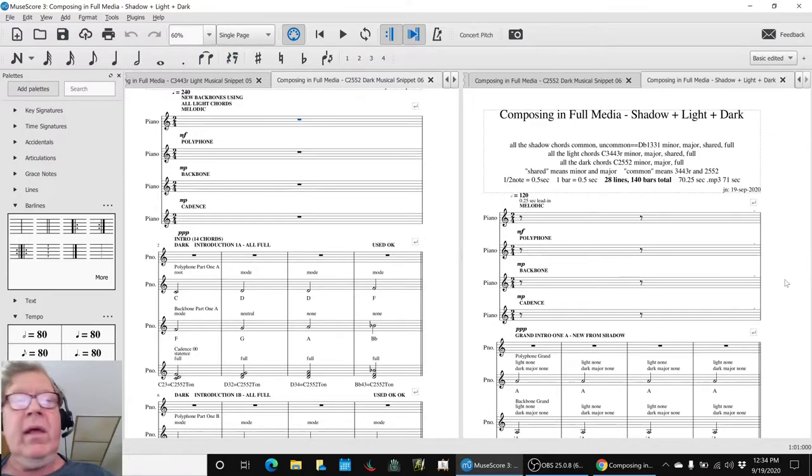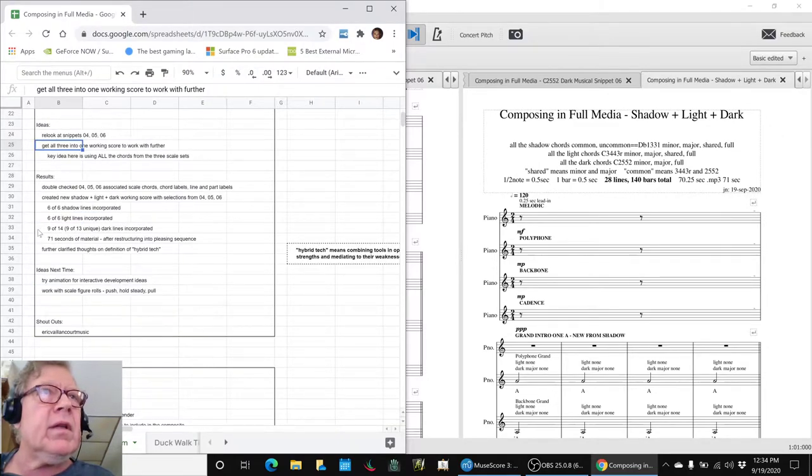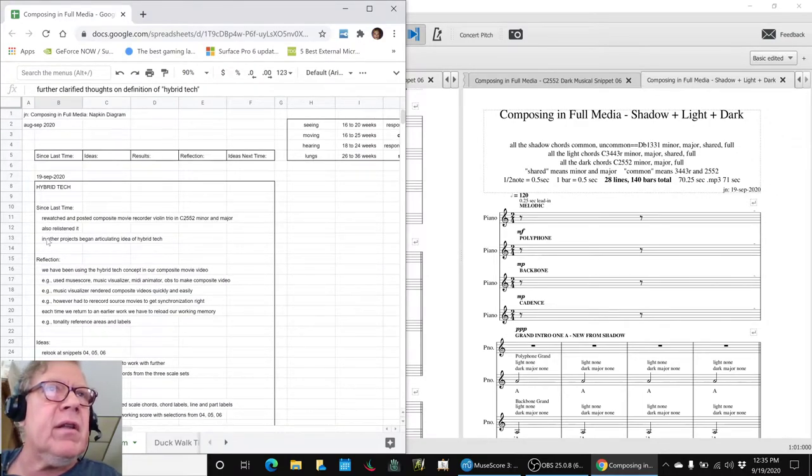And after we tracked it, we realized that we had used all 6 of the shadow scale, all 6 of the light scale, and better than half of the dark scale. And we ended up with about 71 seconds worth of material, which is hitting that minimum sweet spot of 1 minute. We also further clarified our thoughts on what we're calling hybrid tech, which is happening for us in several other projects here.